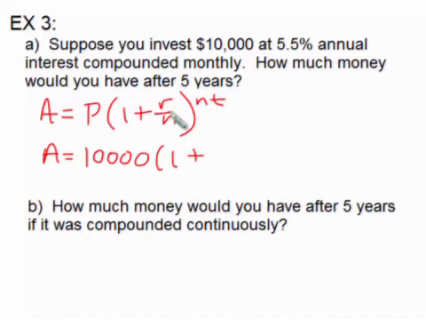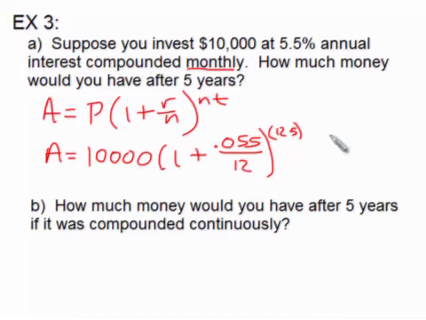R is the interest rate. Since it's 5.5%, we need to change that to a decimal, 0.055. N is the number of times per year that it's been compounded, and since it's monthly, N would be 12. And then we need to take it to the power N times T, where N, again, is 12, and T is the number of years, so we have 5 years. Typing all of this in our calculator, we would get a final amount of $13,157.04.